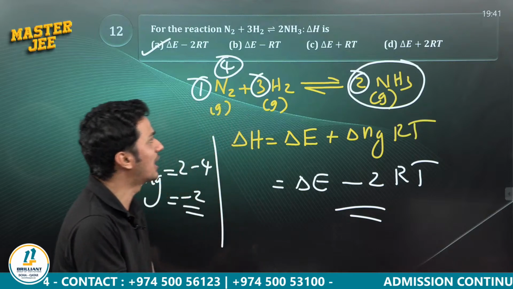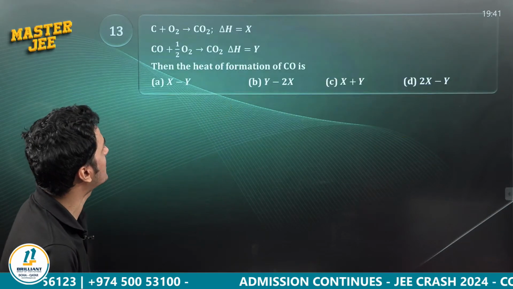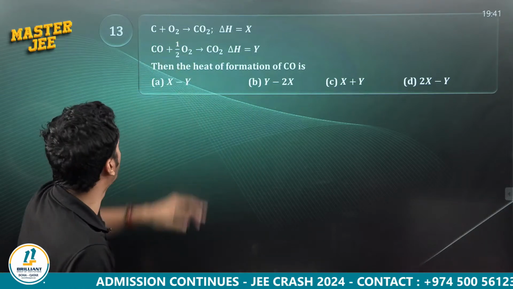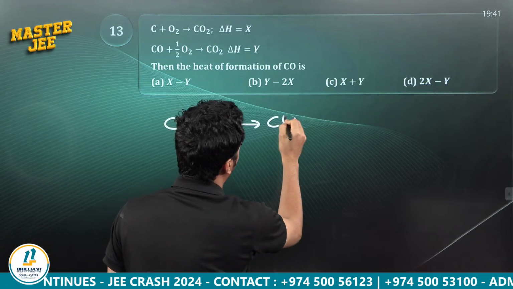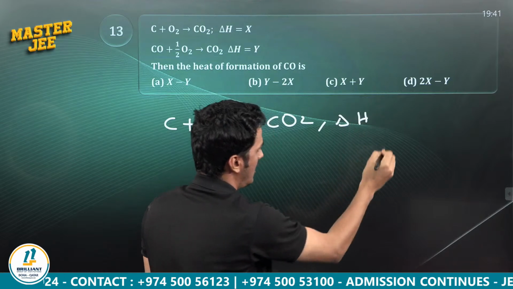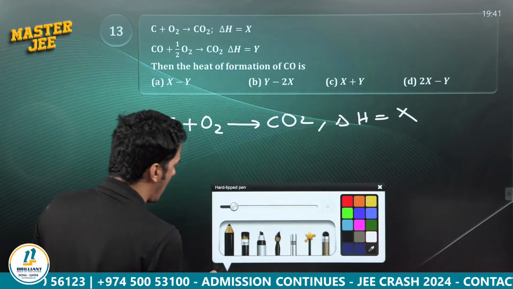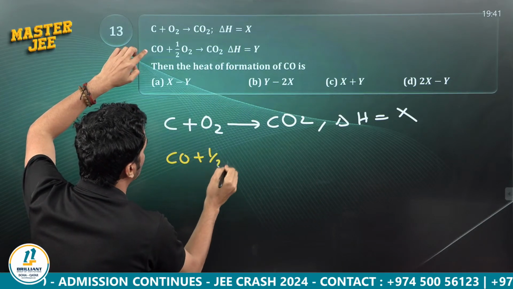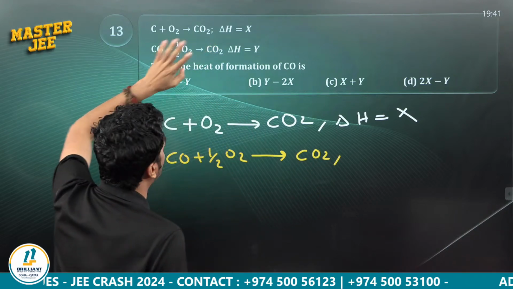Okay, so we are going to the next question, guys. The 13th question. Listen to me very carefully. C plus O2 gives CO2. Here they gave the delta H value equal to X. And CO plus half O2 is also equal to CO2.